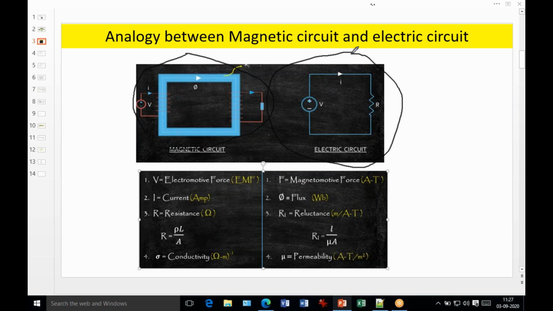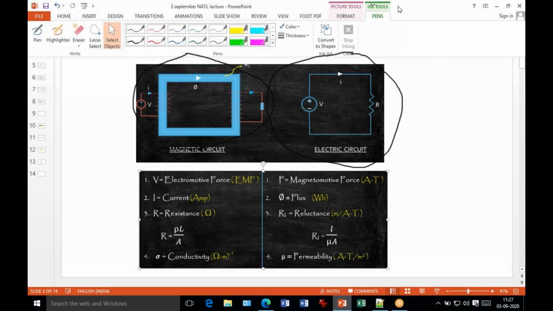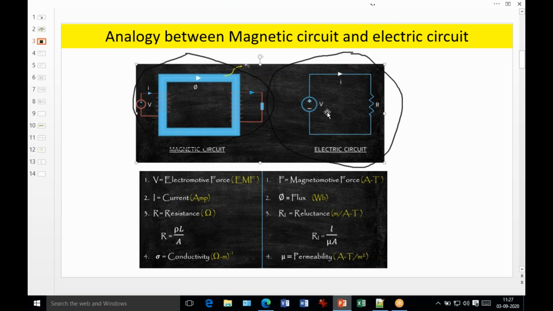You are aware of the current, you are aware of the resistor, and you also know what the voltage or electromotive force is. So now we correlate these parameters.